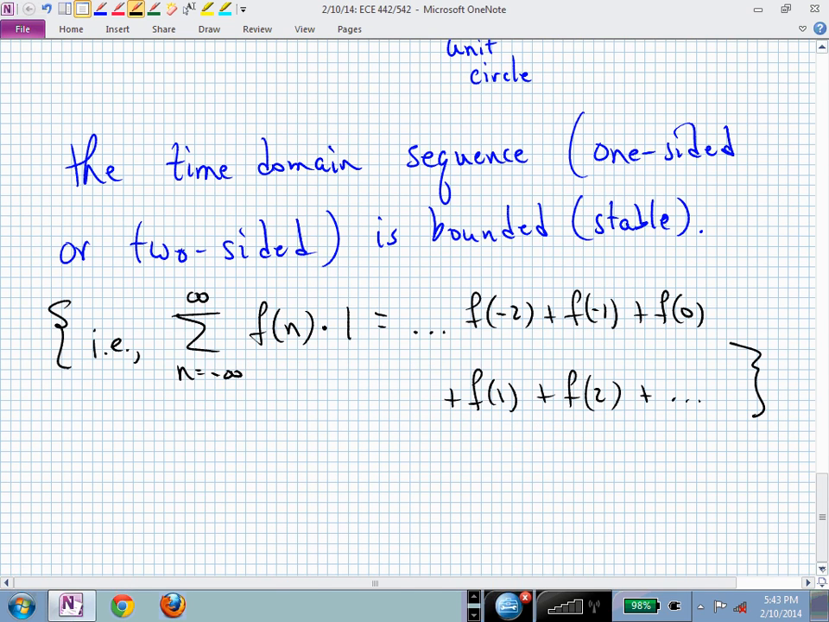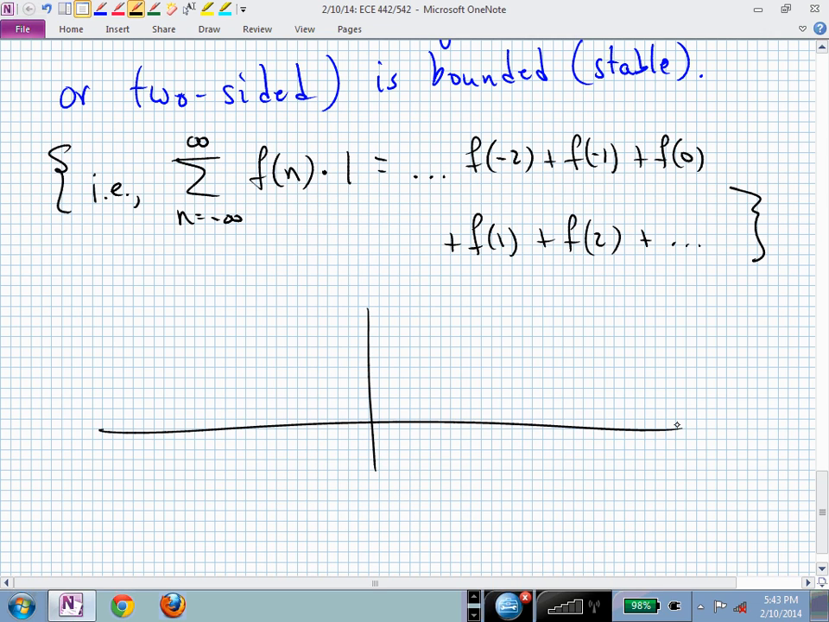Or if you wanted to, you could just think of it as here is f of n, and now you have a well-behaved, either one-sided if we covered up one of these sides, or it could be two-sided. This is now our time index n. That's one way of trying to summarize this region of convergence. Yes?